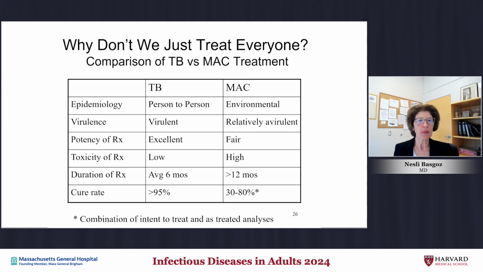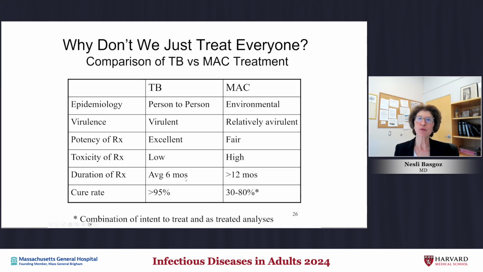Well, here's a table comparing tuberculosis to MAC. And as you can see, TB needs to be immediately treated for a variety of reasons, including its person-to-person transmission. MAC is in the environment, and you won't infect someone if you have it for a while. TB is very virulent and can cause lung destruction or even death if untreated. And MAC is relatively avirulent. The potency of TB treatment is excellent, and the potency of MAC treatment is only fair. TB treatment is relatively well tolerated, and MAC therapy is less well tolerated.